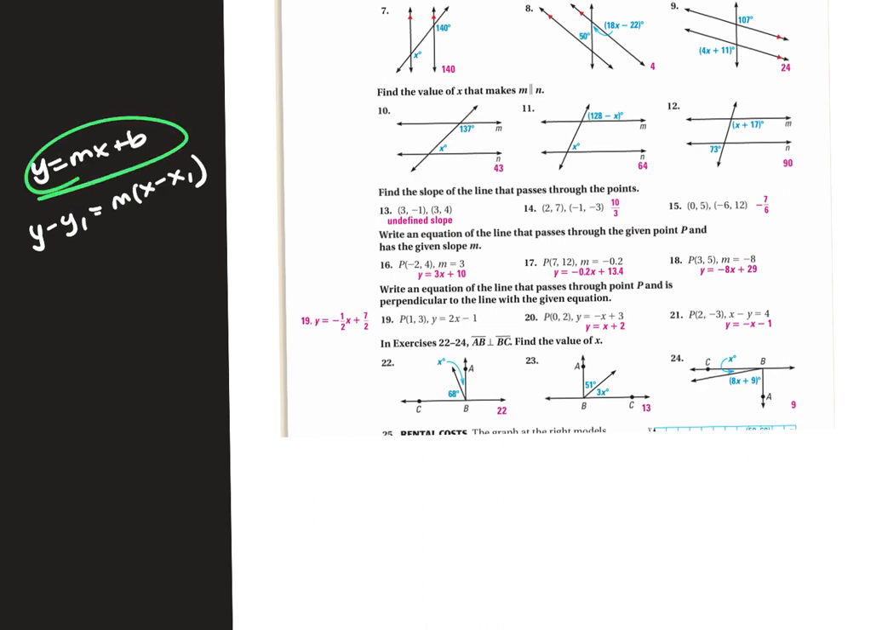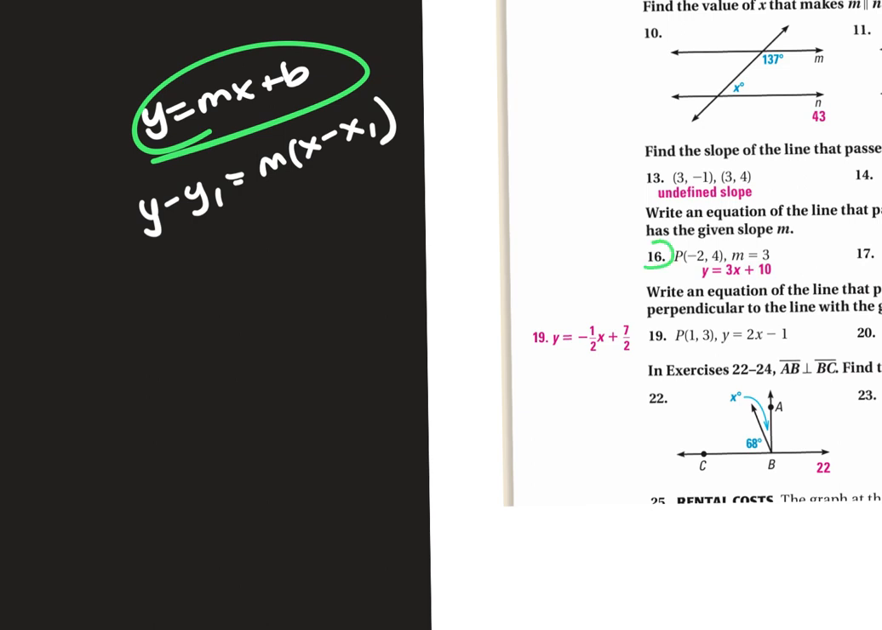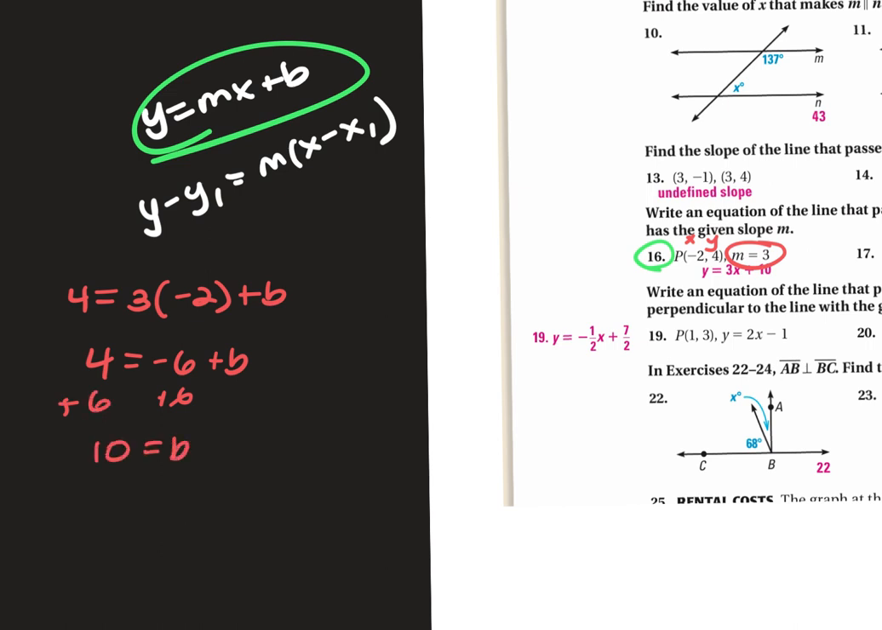Okay, so if you're picking, let's say we do 16. If we're plugging in, the first round I plug in the x, the y, and the m, solve for b, and then I plug back in the m and the b. So my x would be -2, my y would be 4. So 4 equals, the m is 3, times x, which is -2, plus b. 4 equals -6 plus b, add the 6, and b is 10. Then plug back in the m and the b. So y equals 3x plus 10. And there's the equation.